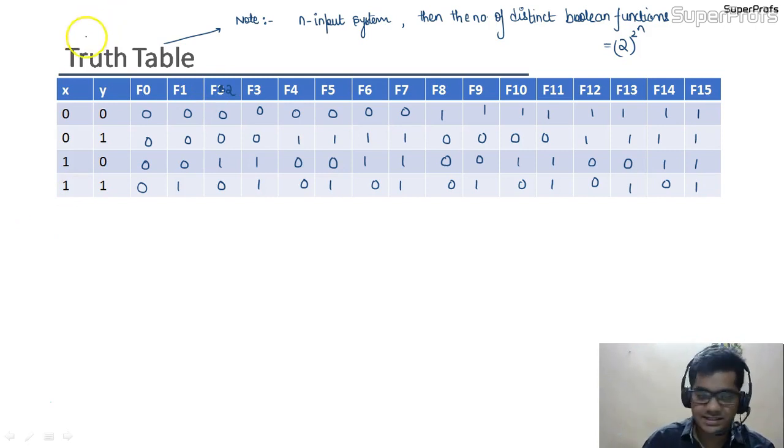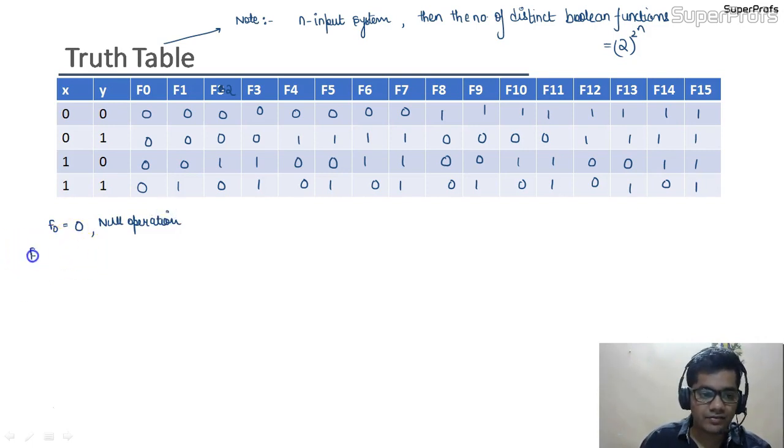So let us first see what is f0. Here we can see that for f0 all the outputs are 0 for all the input combinations. So the final expression for f0 would be 0, that is a null operation. This is known as our null operation.